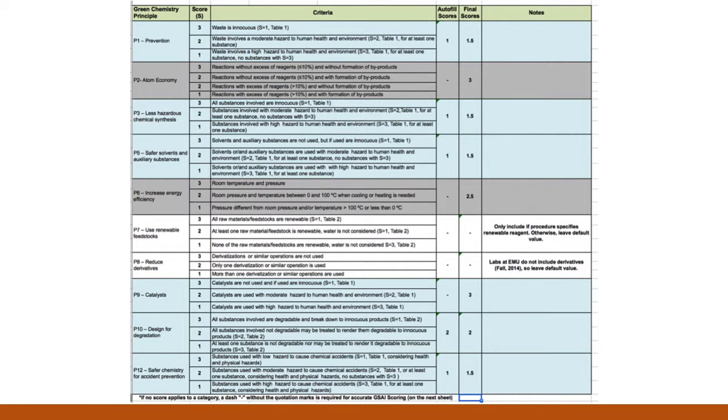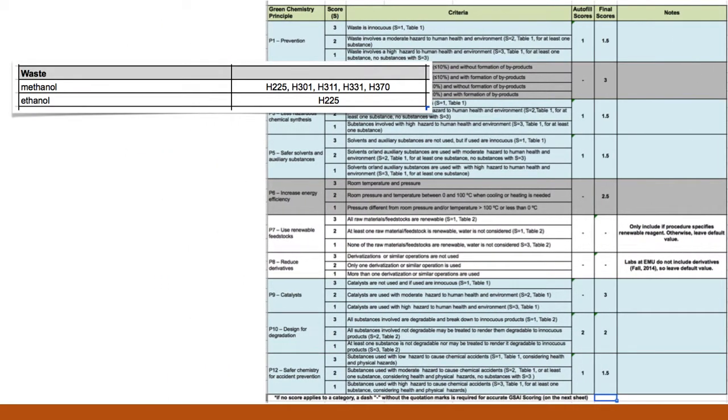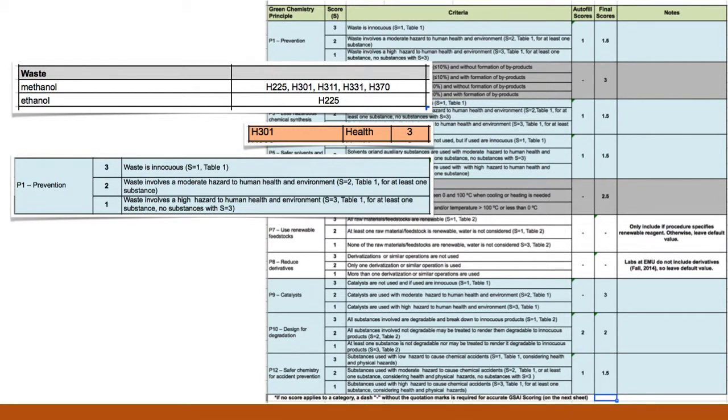That's about waste prevention. So just a quick review, if we look at a chemical, let's say methanol, and the hazard code associated with it, H301, that gives us a health score of 3. Then for P1, principle 1, under score 1, waste involves a high hazard to human health, score of 3. That means that we give P1 a score of 1, which then is entered into the Excel sheet.